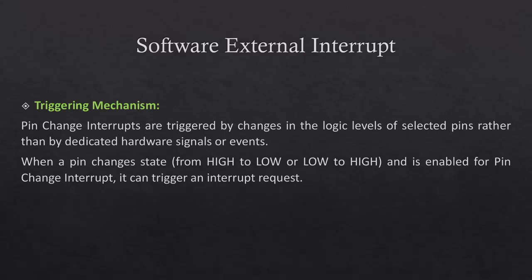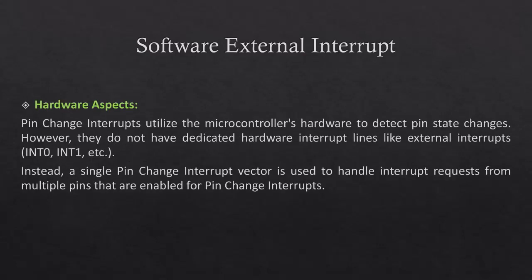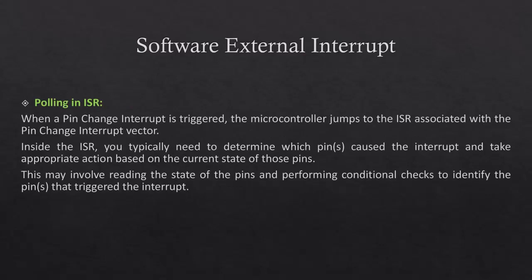When a pin changes state, from high to low or low to high, and is enabled for pin change interrupt, it can trigger an interrupt request. Hardware aspects: pin change interrupts utilize the microcontroller's hardware to detect pin state changes. However, they do not have dedicated hardware interrupt lines like external interrupts, INT0, INT1, etc. Instead, a single pin change interrupt vector is used to handle interrupt requests from multiple pins that are enabled for pin change interrupts.